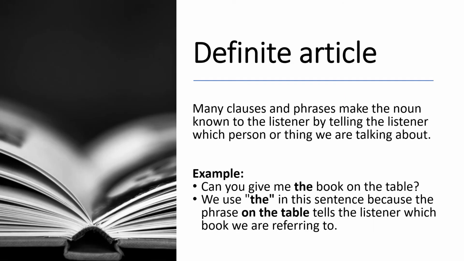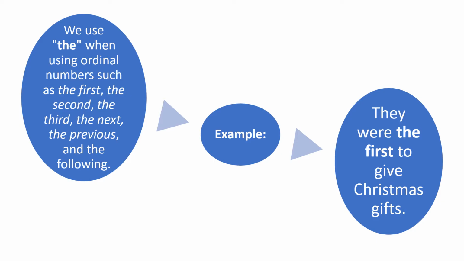Many clauses and phrases make the noun known to the listener by telling the listener which person or thing we are talking about. For example, can you give me the book on the table? In this sentence, we use the because the phrase on the table tells the listener which book we are referring to. We also use the when using ordinal numbers such as the first, the second, the third, the next, the previous, and the following. For example, they were the first to give Christmas gifts.